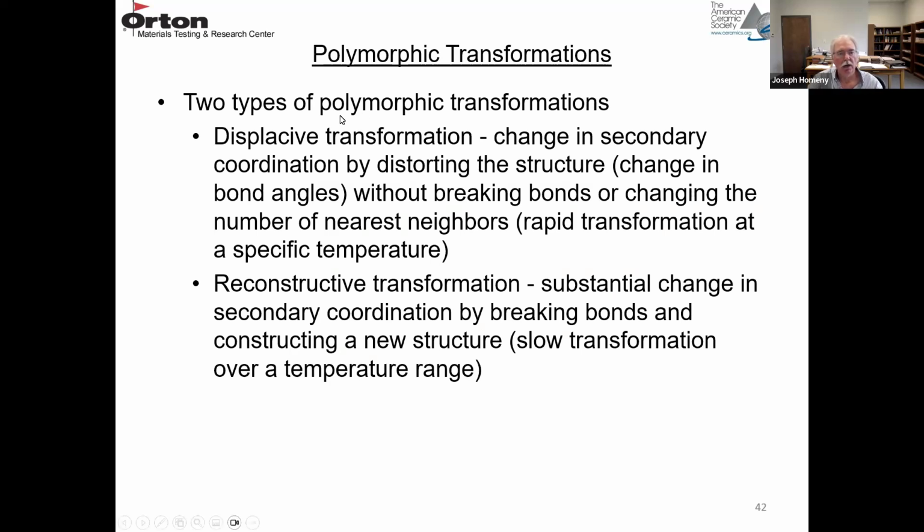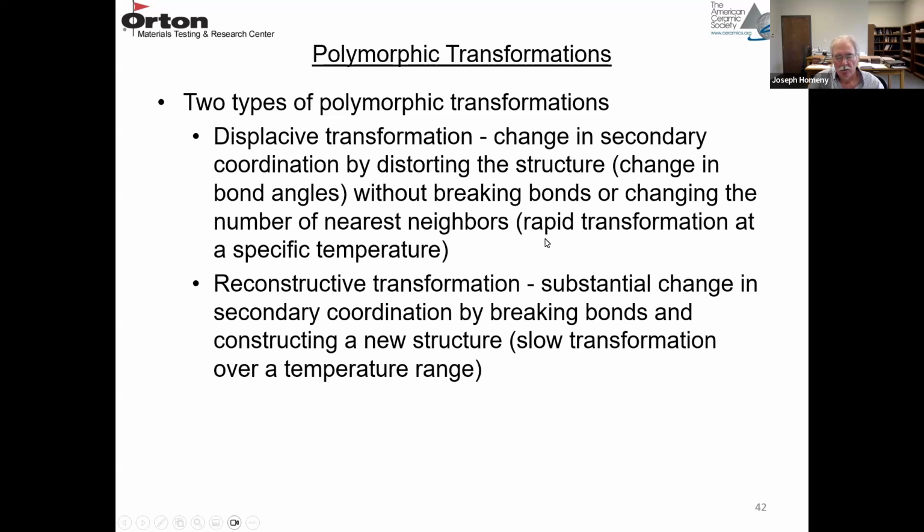So it turns out there's two types of polymorphic phase transformations. There's a displacive transformation and a reconstructive transformation. So this displacive transformation is a change in secondary coordination by just distorting the structure. So you're just changing the bond angles. You're not breaking any bonds in the crystal structure. You're not changing the nearest neighbors, the number of nearest neighbors. You're just distorting the structure by changing the bond angle. So a displacive transformation is very rapid and it occurs at a specific temperature.